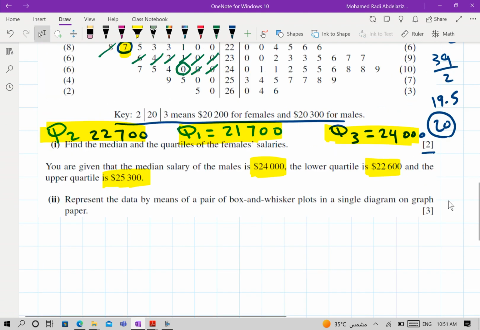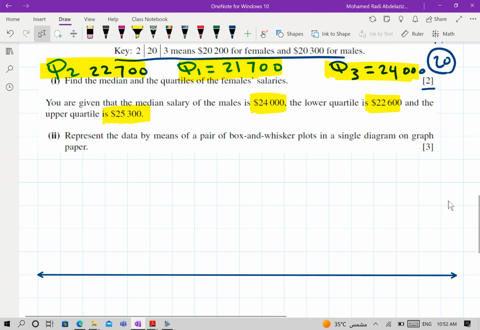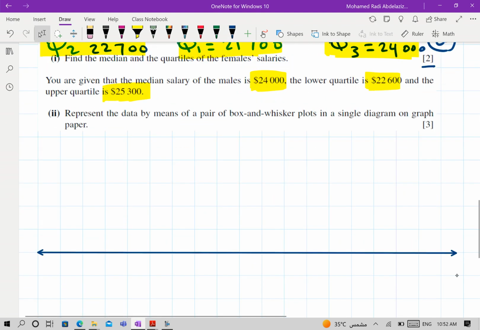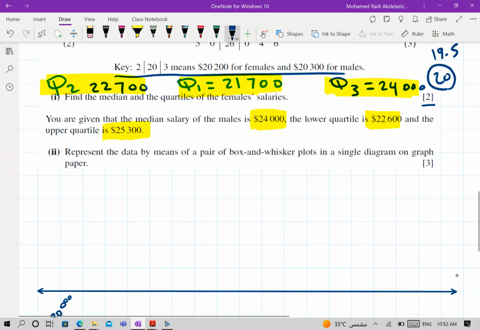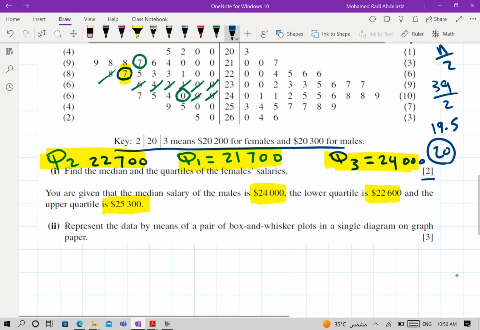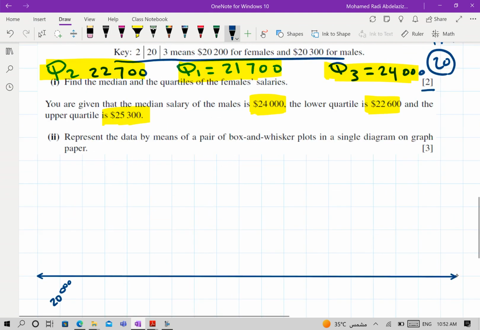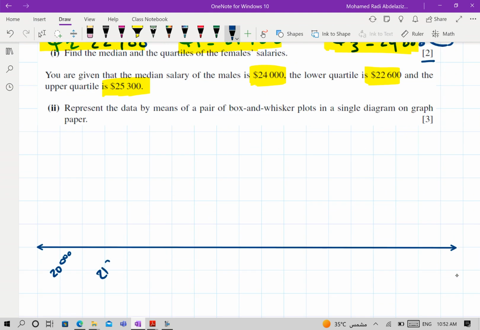The first values, we have 20,300 or 20,000. I will start with 20,000. Let's say this will be 20,000. The maximum value, 26,600. 20,000, 21, 22, 23, 24, 25, 26, and 27.